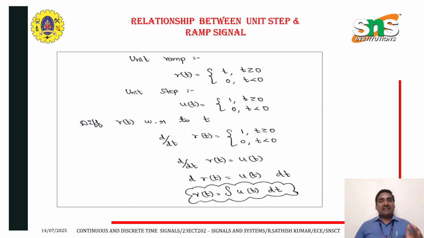Now we can see the relationship between unit step and unit ramp. Unit ramp signal is r(t) = t for t greater than or equal to 0, and 0 for t less than 0. Unit step u(t) is equal to 1 for t greater than or equal to 0, and 0 for t less than 0. Differentiating r(t) with respect to t, d/dt of r(t), we get the unit step signal. Therefore, d/dt r(t) = u(t), so dr(t) = u(t) dt. Therefore, r(t) is equal to the integral of u(t) dt.